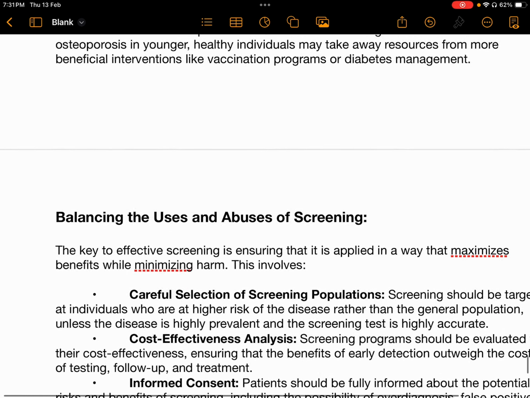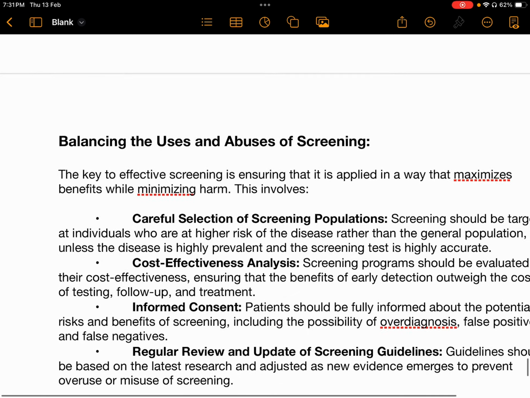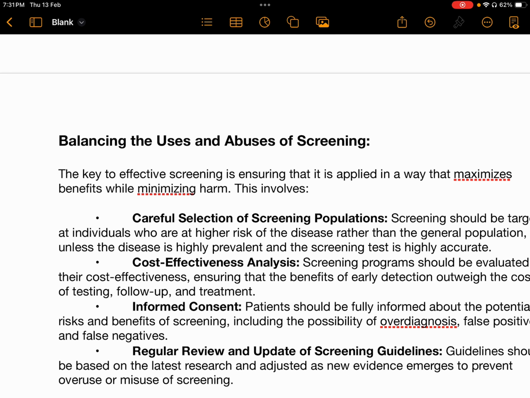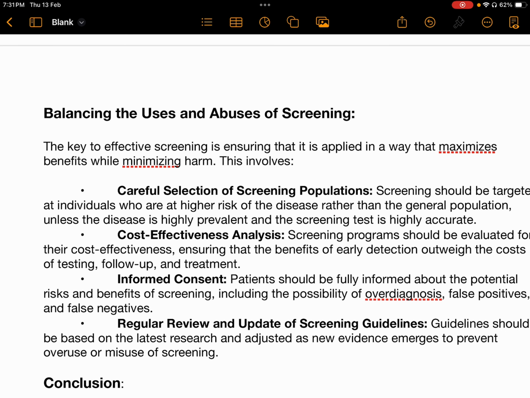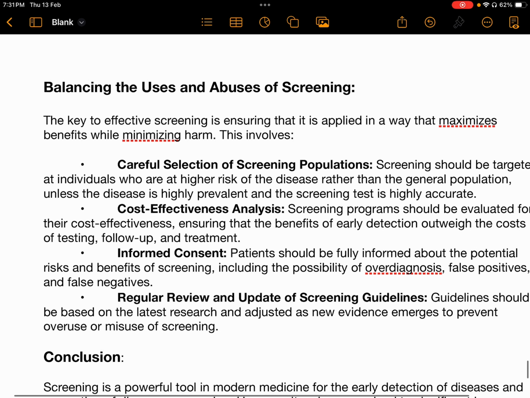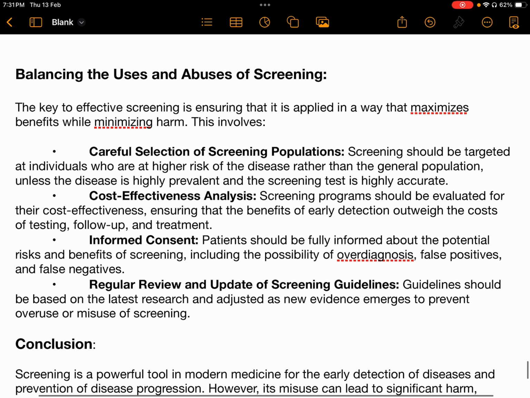Then, how to balance uses and abuses of screening. The key to effective screening is ensuring that it is applied in a way that maximizes the benefits and minimizes the harm. This includes careful selection of the screening population. Screening should be targeted at individuals who are at higher risk for the disease rather than the general population, unless the disease is highly prevalent and the screening test is highly accurate.